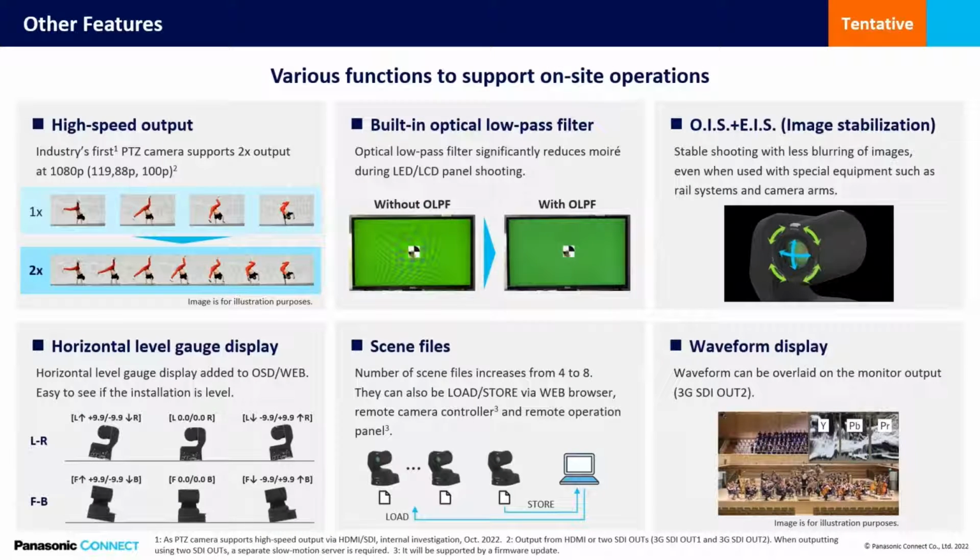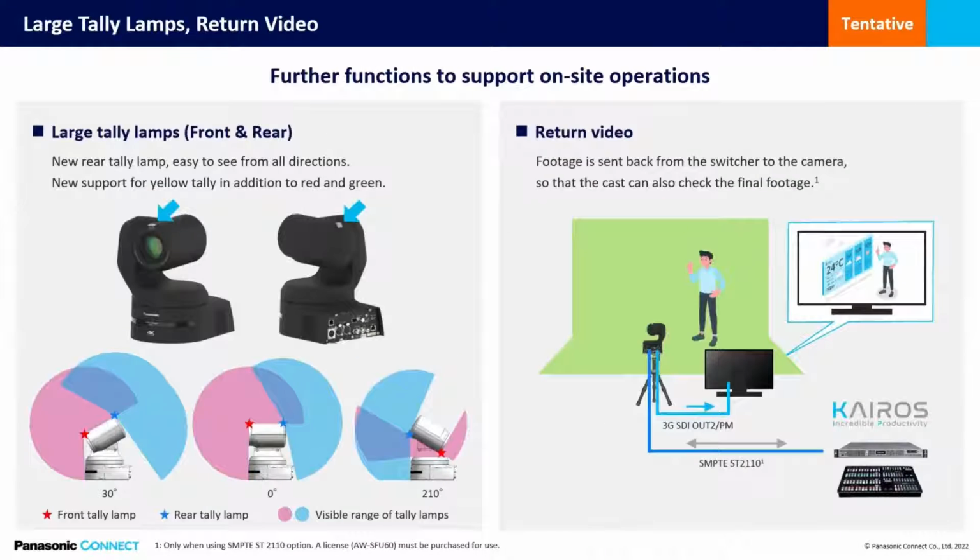To sum it up, some of the other features, we have a high-speed output, we have the built-in optical low-pass filter, we have image stabilization, we have a horizontal level gauge display. Scene files can be copied from one camera to the other, so you have the same settings on all the cameras. And of course, as I said, we have the waveform display.